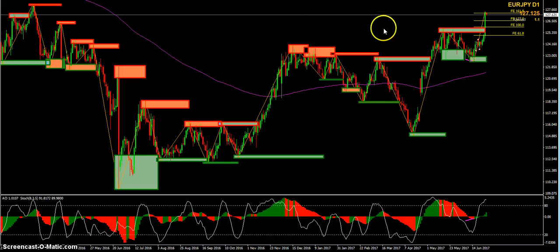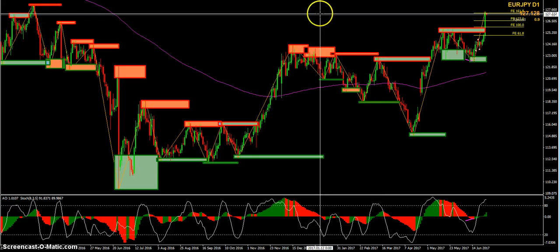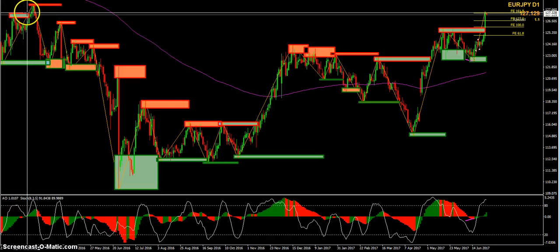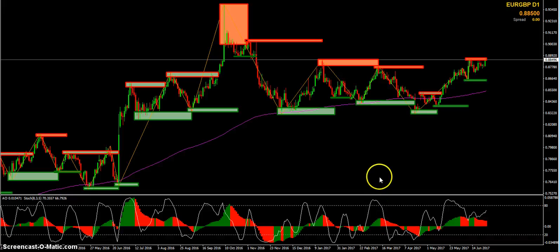Zooming out to where the next DSR zones are, as you can see, if you look left, there was one there, and there's currently one sitting at about this level here. Coming up in the market, we have 4 pairs.